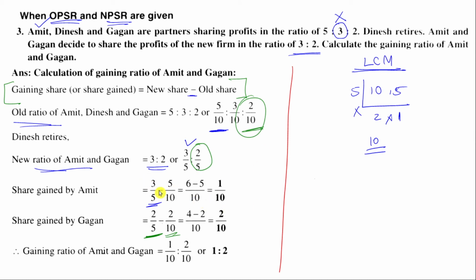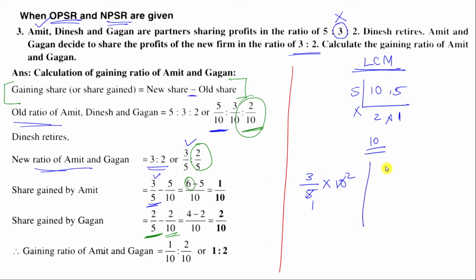Next, we need to eliminate the denominators which exist here. So we'll take the first fraction, 3 by 5, into the LCM which we just found. 5 ones are 5, 5 twos are 10, and 2 into 3 will become 6. So that 6 will be written here. Next, put a minus sign, which already exists here. Next, 5 by 10 is there.